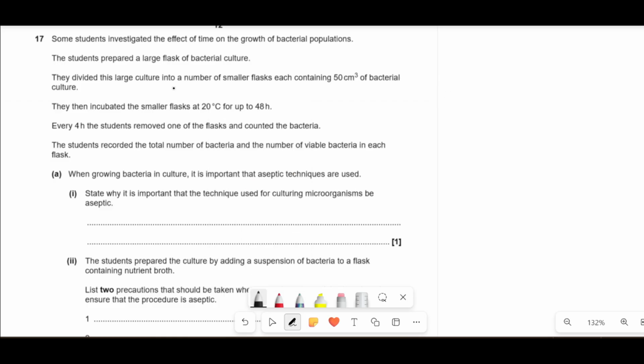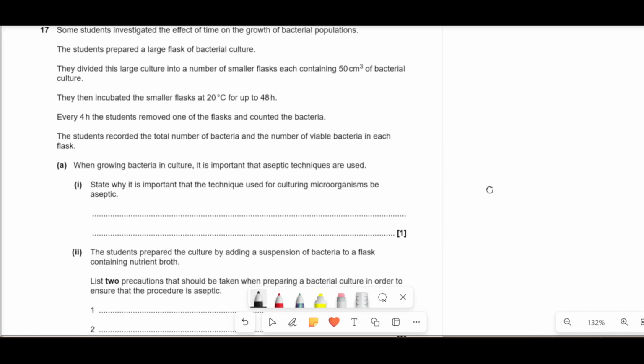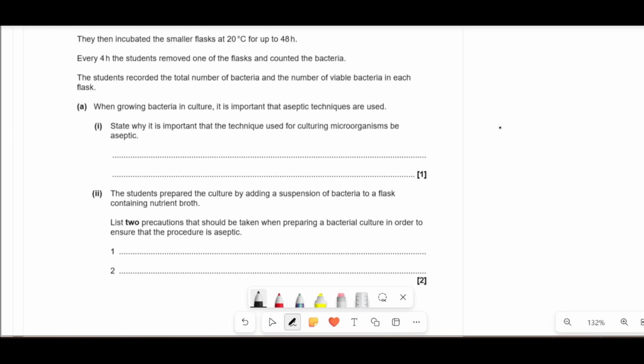They produced a large flask of bacterial culture. They divided this large culture into a number of smaller flasks containing 50 centimeters cubed of culture. They then incubated the smaller flasks at 20 degrees for up to 48 hours. Every 4 hours, they removed one of the flasks and counted the bacteria, and then they recorded the total number of bacteria and the number of viable bacteria in each of the flasks.